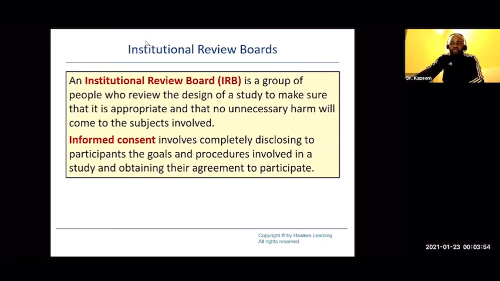Okay. Lastly, for today, I'm going to talk about the institutional review board. If you are carrying out statistical research, particularly something that has to do with life, we have what we call an institutional review board. The institutional review board is a group of people who review the design of a study to make sure that it is appropriate and that no unnecessary harm will come to the subjects involved.